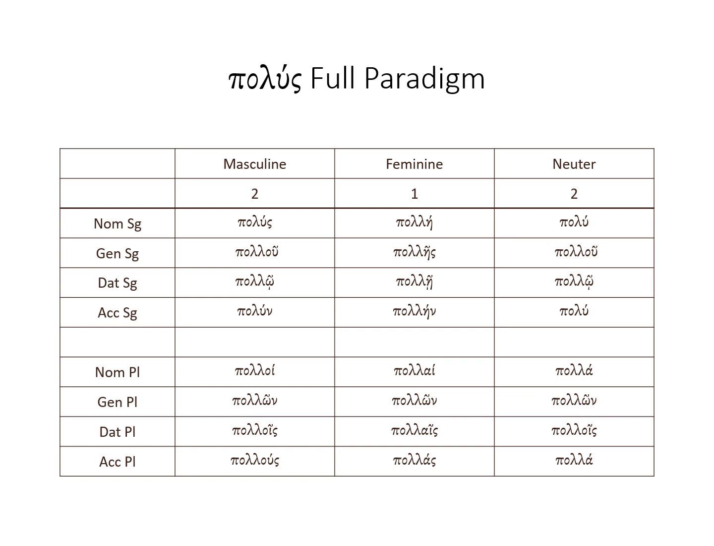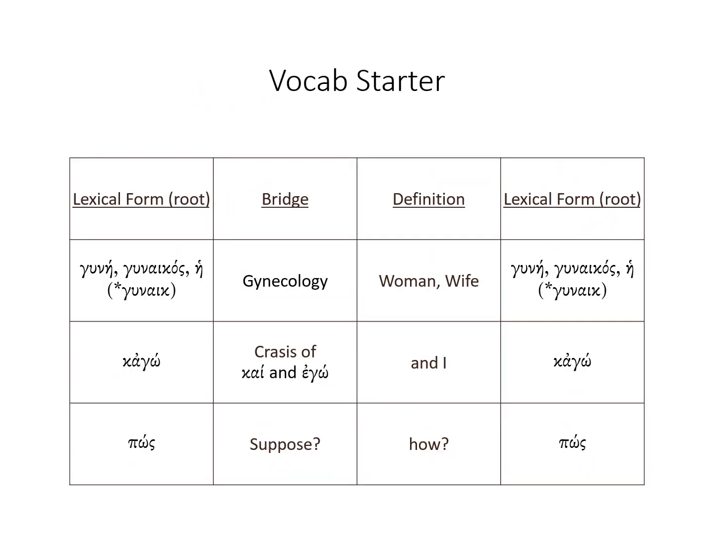Polus, an adjective meaning much or many, and we have the 2-1-2 paradigm again, and you can see that, polus, polle, polu, all the way down, just the same paradigm you've seen over and over again, this 2-1-2 paradigm. Once you have that down, then you can apply it to any number of words like polus here.